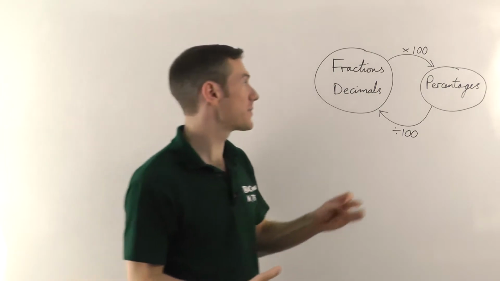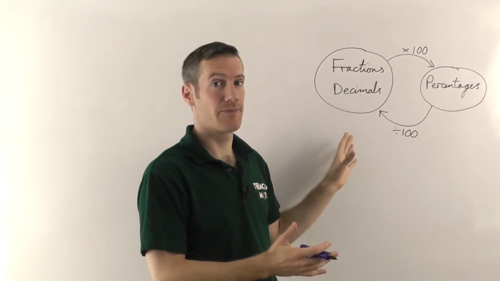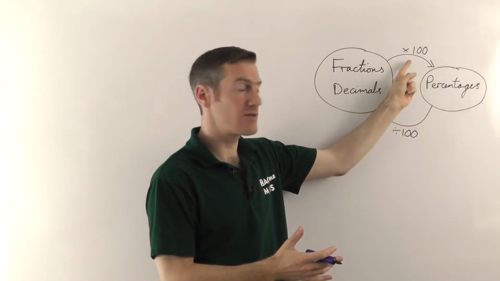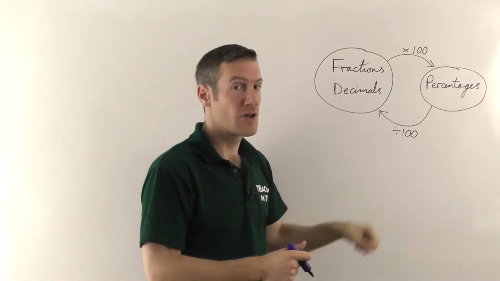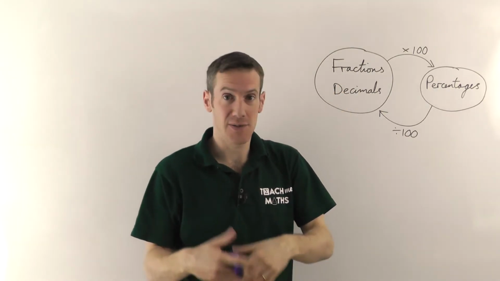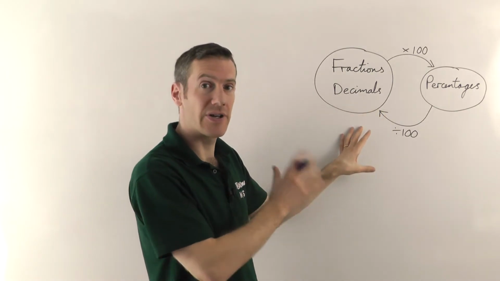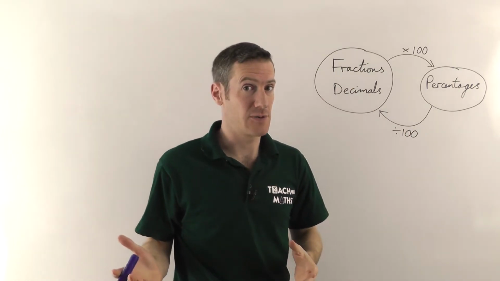And in terms of converting between fractions or decimals and percentages, that's all you really need to know. Fractions or decimals to percentages, we times by 100. Back from percentages to a fraction or decimal, we divide by 100. The rest of it is just arithmetic. It's just multiplying, dividing, working out what you've got. That's the key concept you've got to get straight in your head. If you can remember that, the rest of it should be reasonably straightforward.